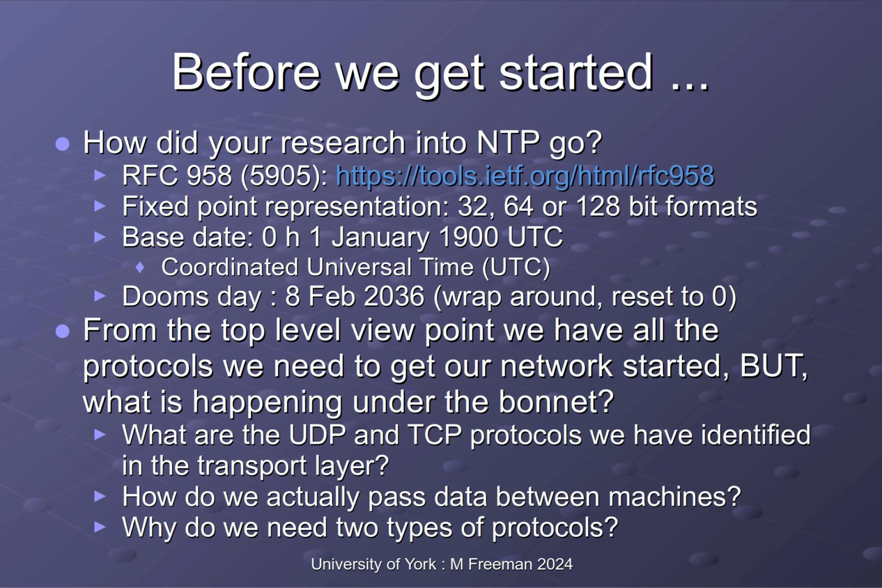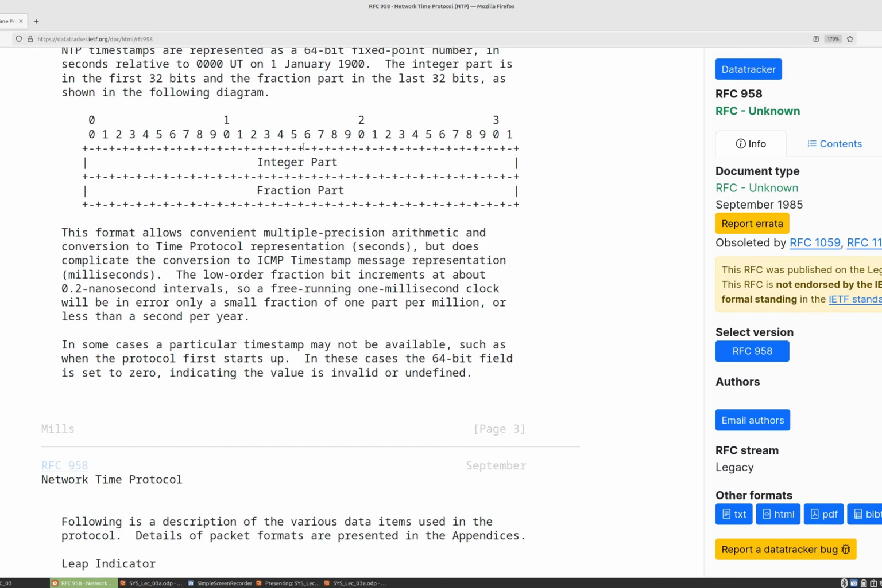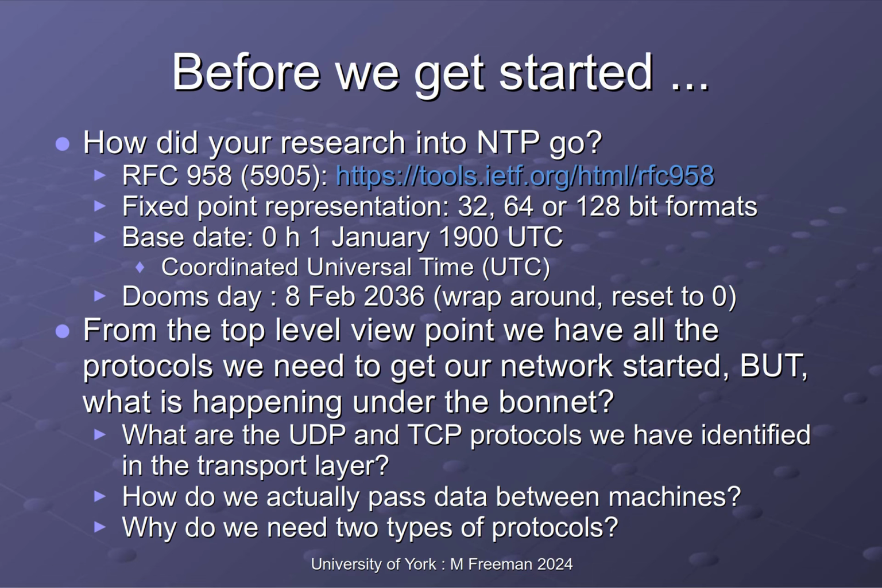So if we look at the RFC for one moment, we can see that time is represented as two 32-bit values as a fixed point representation. So you have 32 bits representing the integer part and 32 bits representing the fractional part. Depending on the version of NTP, the one in the lab will be using 32-bit values. So you have 2 to the 32 seconds and 2 to the minus 32 fractions of seconds, so you can represent values down to a couple of hundred picoseconds worth of resolution.